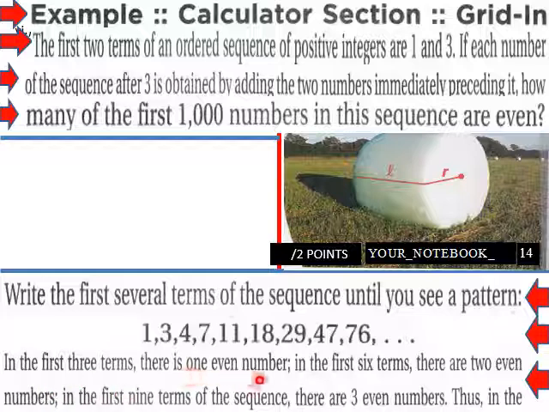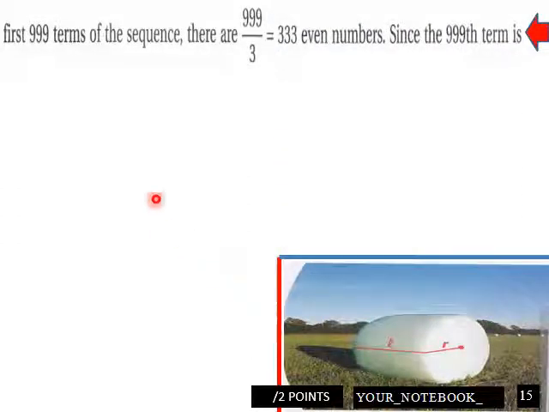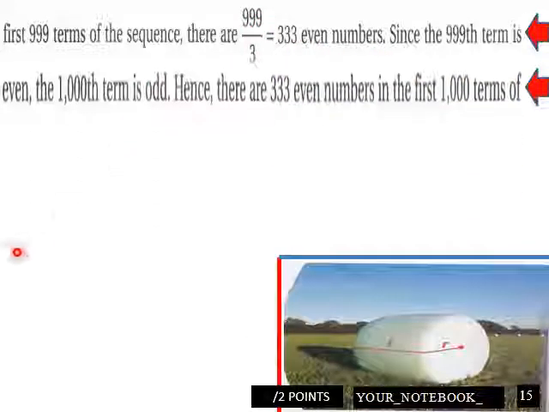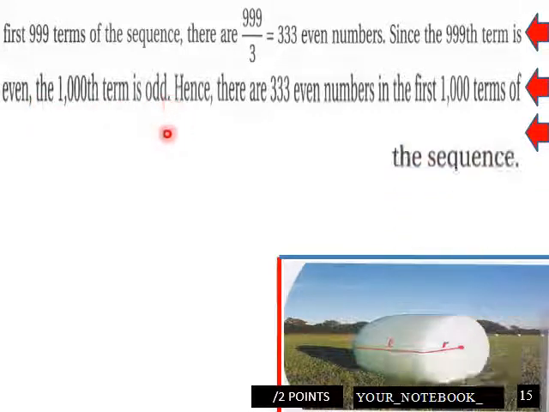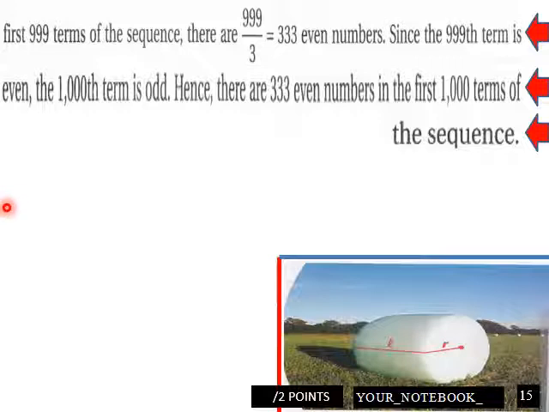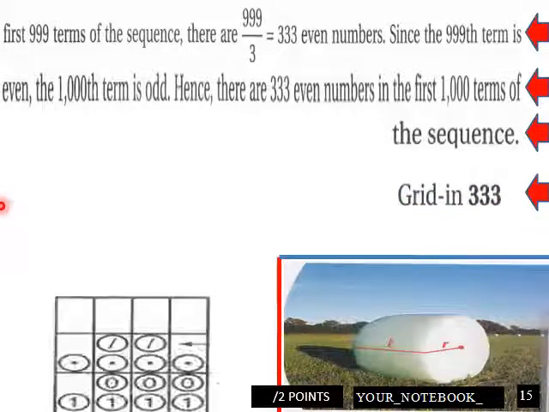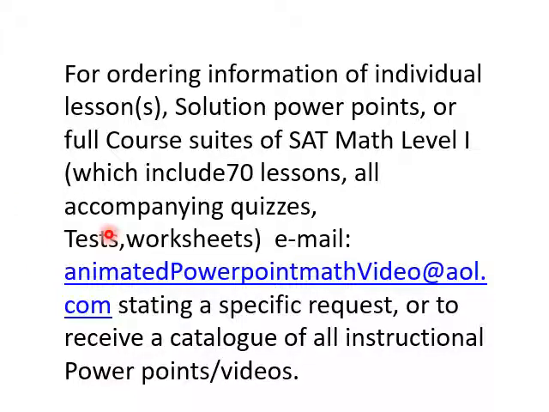In the first 3 terms, there is 1 even number. In the first 6 terms, there are 2 even numbers. In the first 9 terms, there are 3 even numbers. In the first 999 terms of the sequence, there are 999 divided by 3 equals 333 even numbers. Since the 999th term is even, the 1000th term is odd. Hence, there are 333 even numbers in the first 1000 terms of the sequence. Grid in 333. And then that, my friends, was 2.1, lessons 3 through 6.